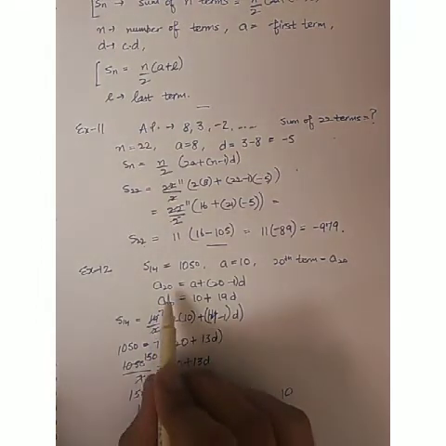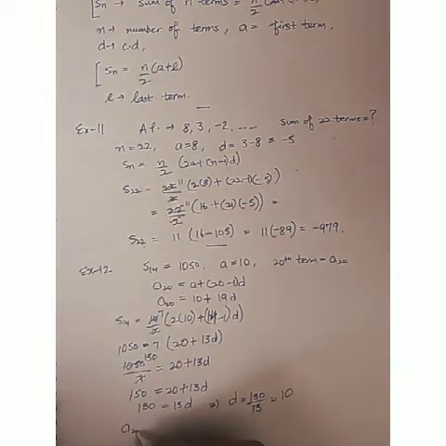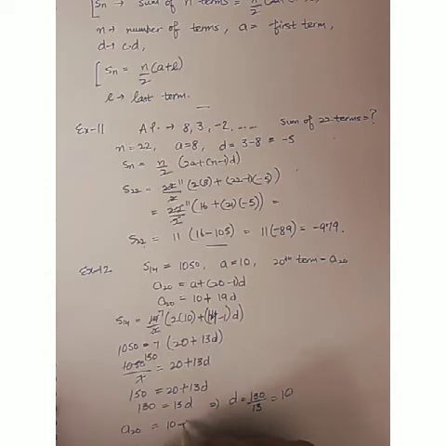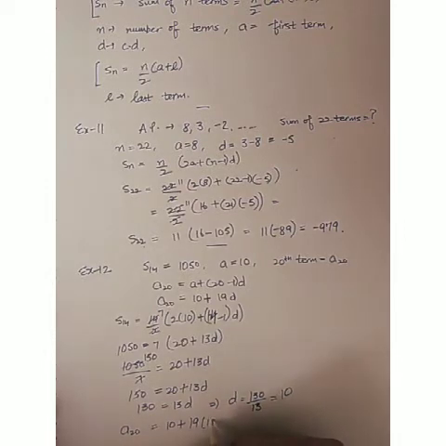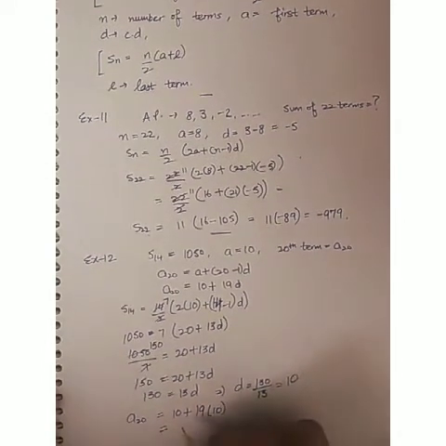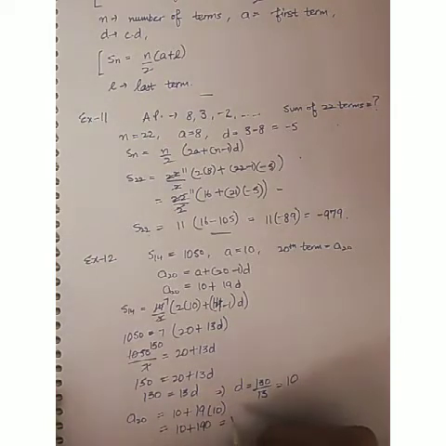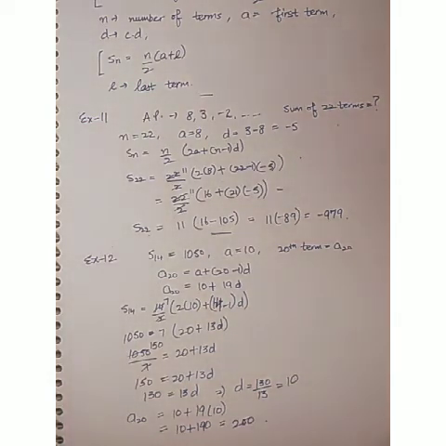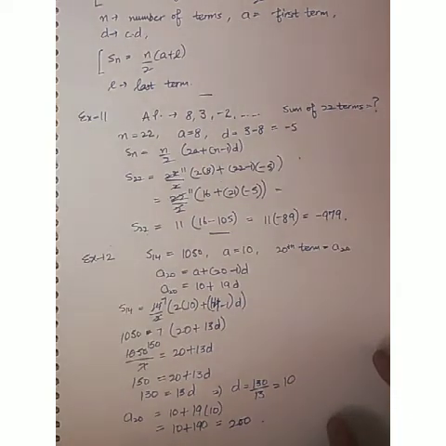And what is A20? 10 plus 19d. Now fill in the value. A20 is equal to 10 plus 19 multiplied by 10. It will be 10 plus 190. 190 plus 10, that is 200. So our 20th term is 200. This is how to find a term when the series is not given, only the statement is given.